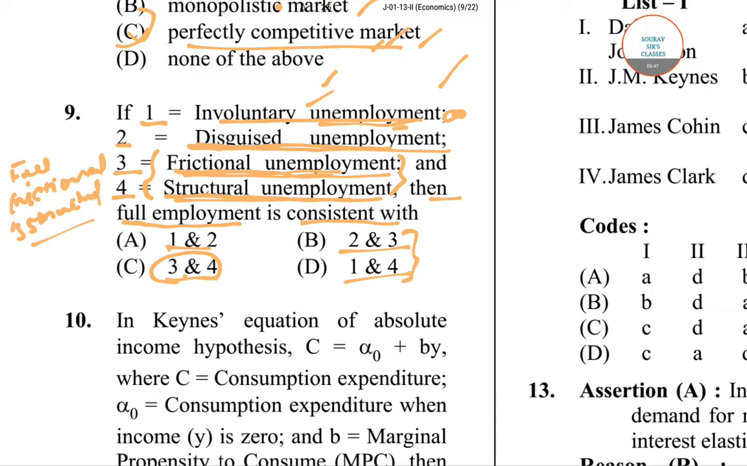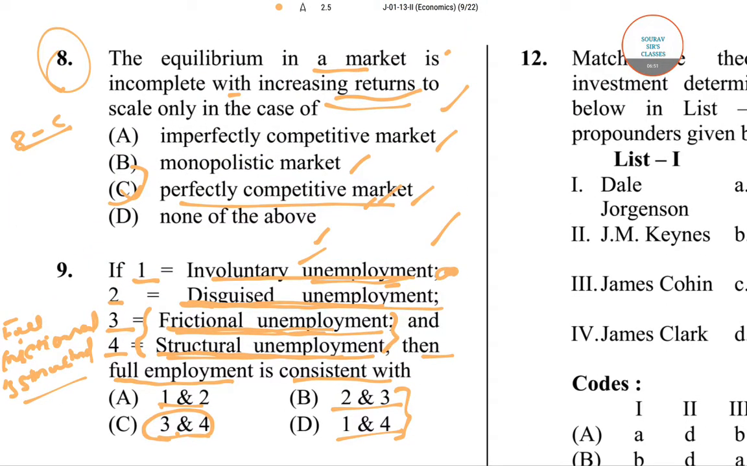So in today's video we solved two questions, one from perfect competition and another on unemployment, full employment, and how it is compatible with frictional and structural unemployment. So in the subsequent video we'll solve other questions from the same paper.